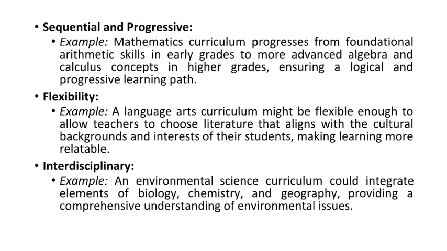Sequential and progressive. Example: mathematics curriculum progresses from foundational arithmetic skills in early grades to more advanced algebra and calculus concepts in higher grades, ensuring a logical and progressive learning path. Flexibility. Example: a language arts curriculum might be flexible enough to allow teachers to choose literature that aligns with the cultural backgrounds and interests of their students, making learning more relatable. Interdisciplinary. Example: an environmental science curriculum could integrate elements of biology, chemistry, and geography, providing a comprehensive understanding of environmental issues.